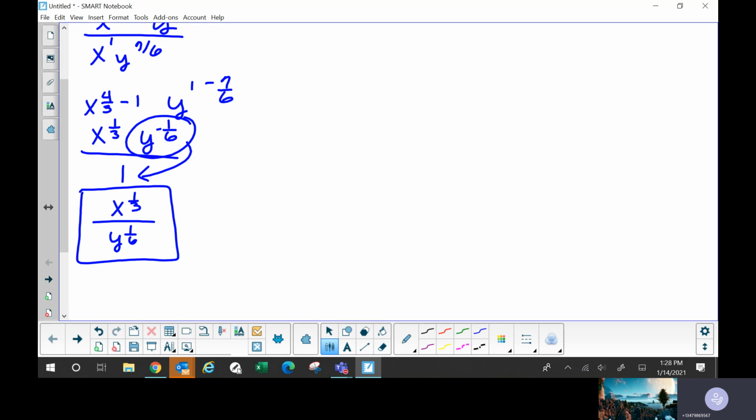Okay. Did you have any other questions? Yeah. Real quick. How did you get negative? You said for the bottom denominator you got y to the negative 1/6. Mm-hmm. How did you get negative? Okay, so if you look at the original question, you have y to the first power on top. And then on the bottom, you have y to the 7/6 power. So I'm subtracting 1 minus 7/6. That gives me negative 1/6.